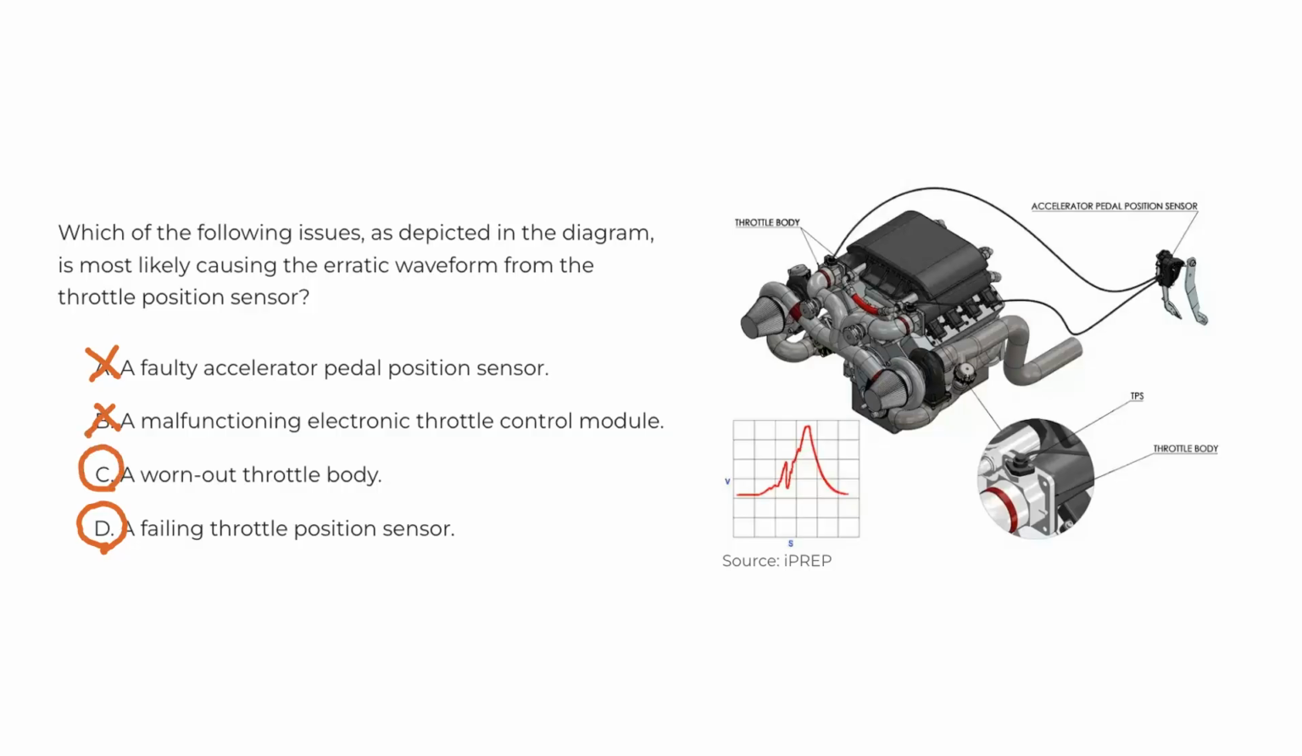And then we have C, a worn out throttle body. A worn out throttle body could cause sticking or a flat spot, but not electrical noise or dropouts in the TPS voltage. We wouldn't see this reflected in the TPS waveform. So C is also incorrect, and once more, our correct answer is D.